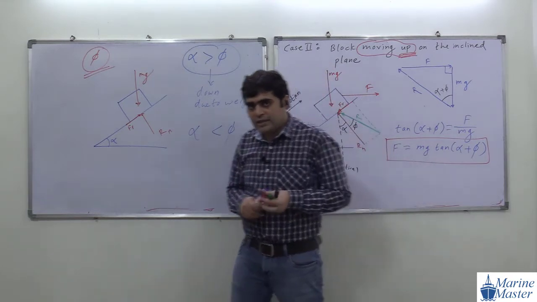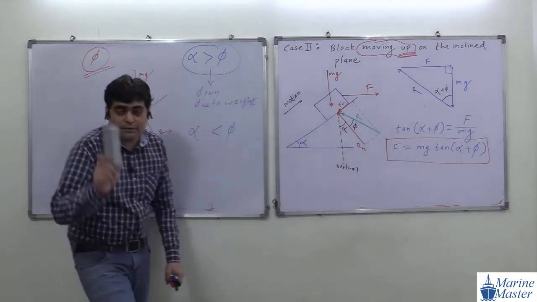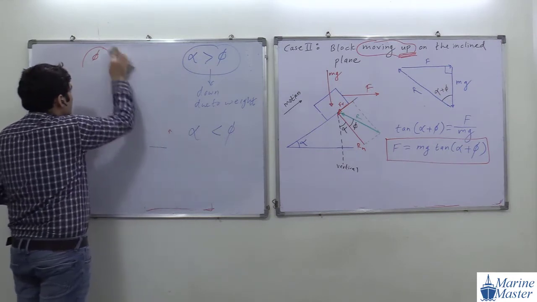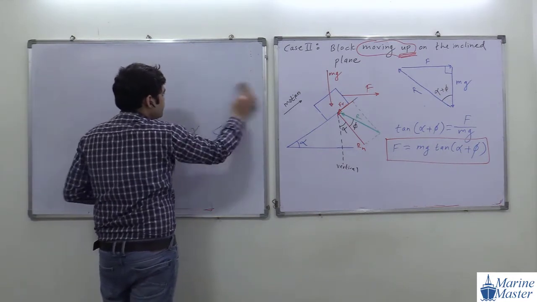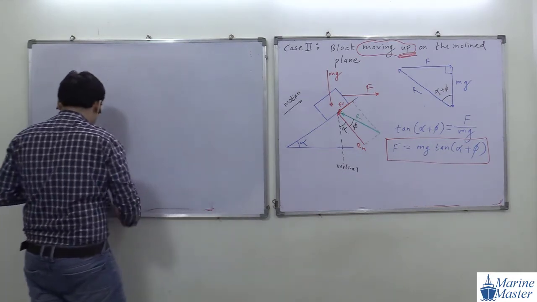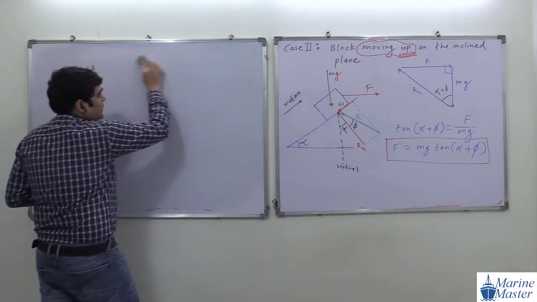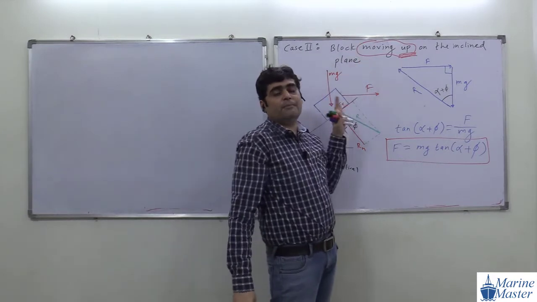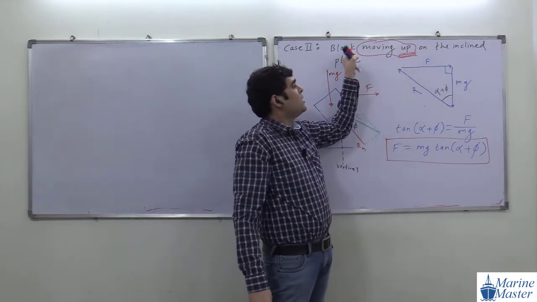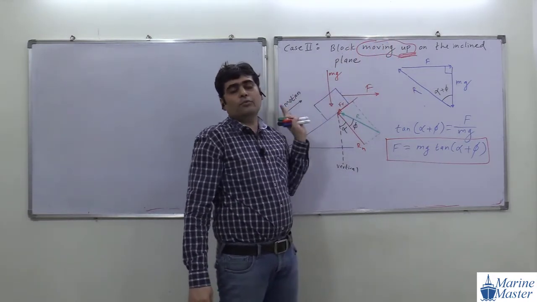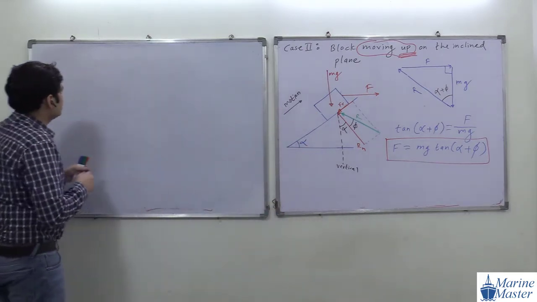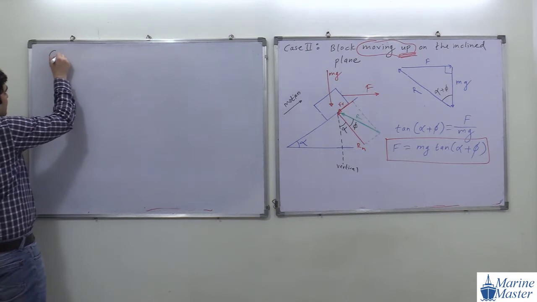Now I am going to deal with case 3. What is our case 3? Case 3 is very, very important. Case 3 and case 4 are very, very important. So case 2 is what? Horizontal force moving the block on the inclined plane up. Here the horizontal force is moving the block.